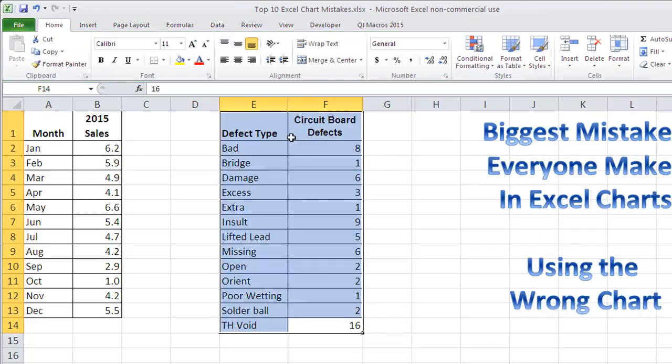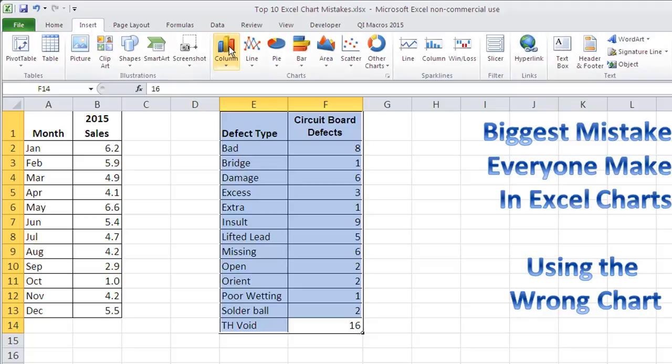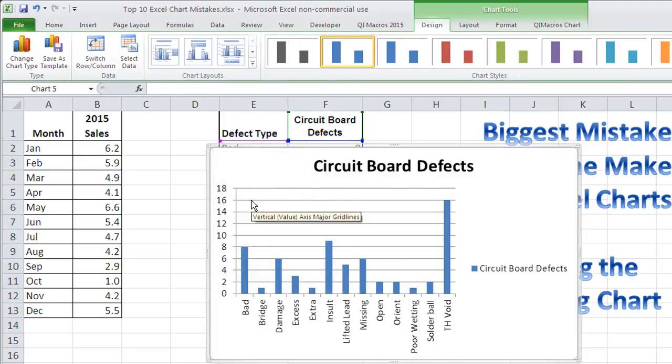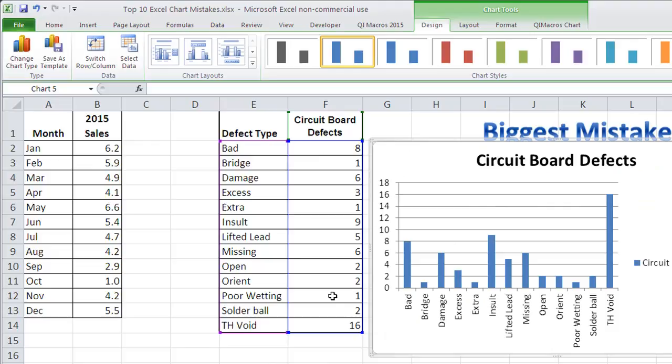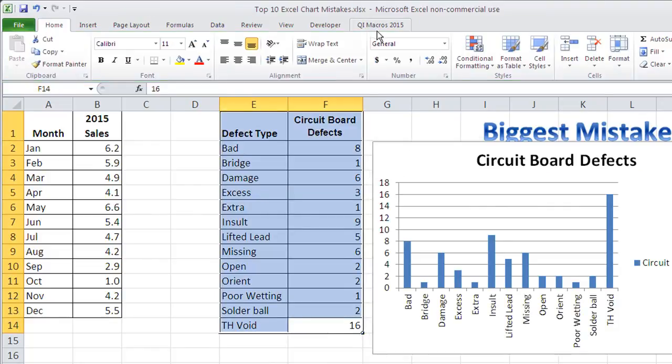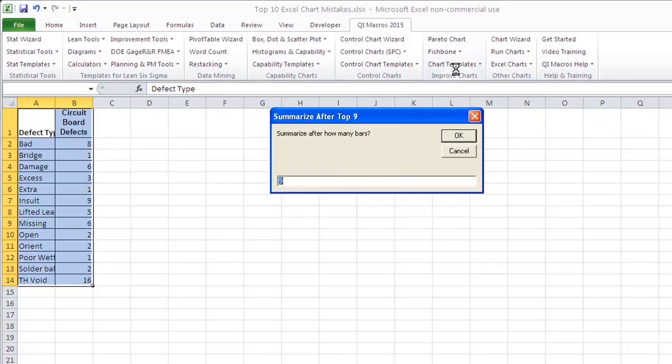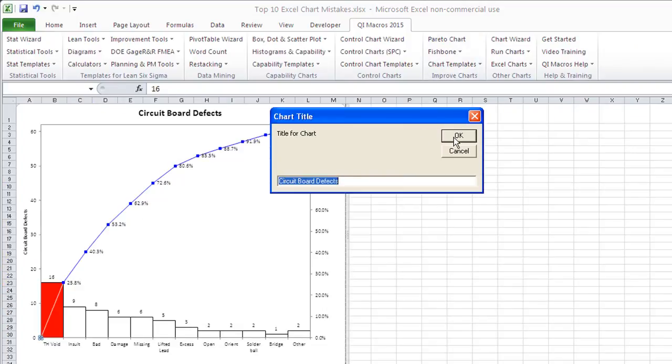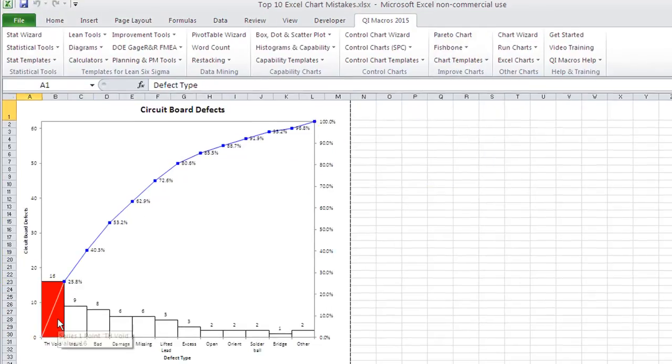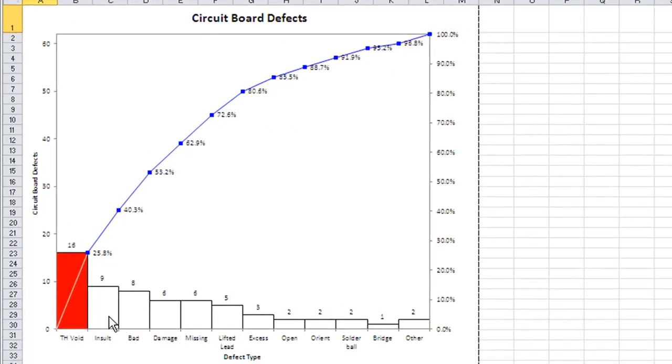So this time we can use those column charts. So we could insert a column chart. And here you can see we have the right kind of chart, but everything's kind of spread out. I mean, it would be nice if we would actually take that data and turn it into a Pareto chart, so that we sort all the data in a useful order. And so now we can begin to see circuit board defects, and the most common type here is the void, then some sort of insult, bad whatever, damage, missing, and so on. And so these are the order in which we'd like to work on these particular types of problems.